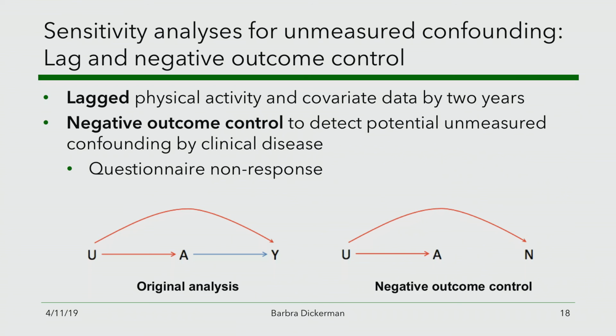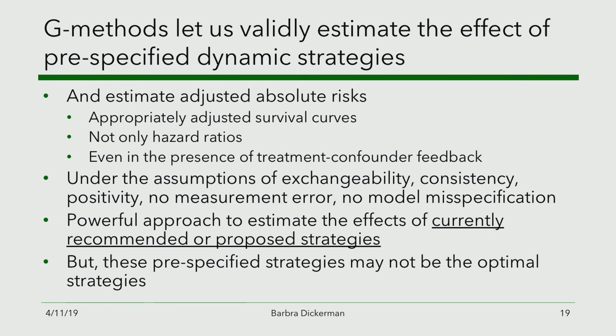So one thing to highlight here is these sensitivity analyses were driven by our subject matter knowledge, and there's nothing in the data that kind of drove this. And so just to recap this portion, so G methods are a useful tool because they let us validly estimate the effect of pre-specified dynamic strategies and estimate adjusted absolute risks, which are clinically meaningful to us, and appropriately adjusted survival curves, even in the presence of treatment confounder feedback, which occurs often in clinical questions. And of course, this is under our typical identifiability assumptions.